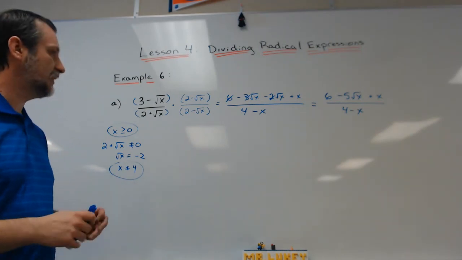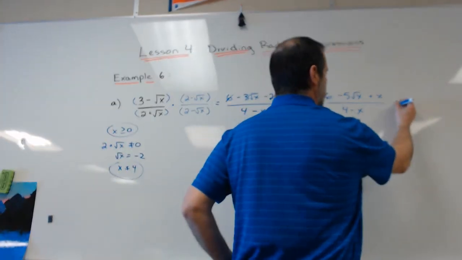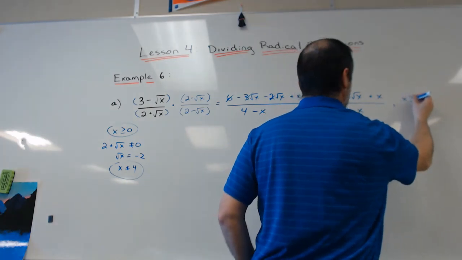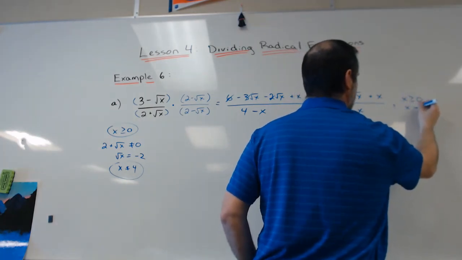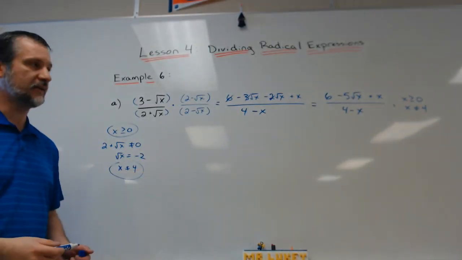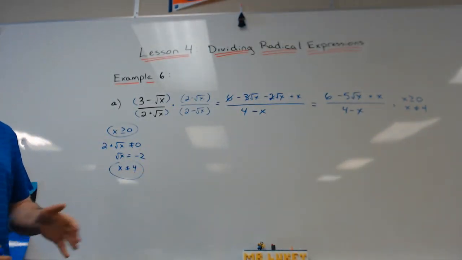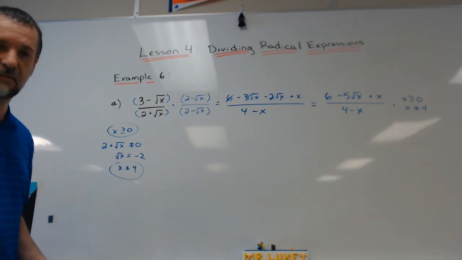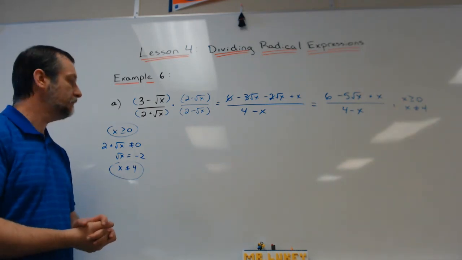I'm going to state my restrictions again at the end. So x must be greater than or equal to 0. x cannot equal 4. Sub in the 4 real quick for the x and see what happens to my denominator. It becomes 4 minus 4, which is 0. That makes sense. And it matches what I had in my original restrictions.